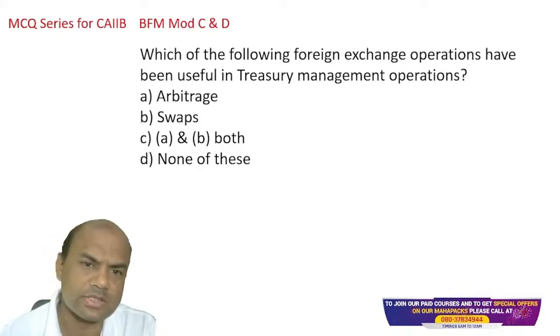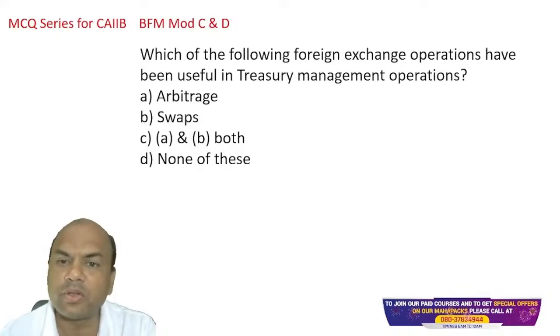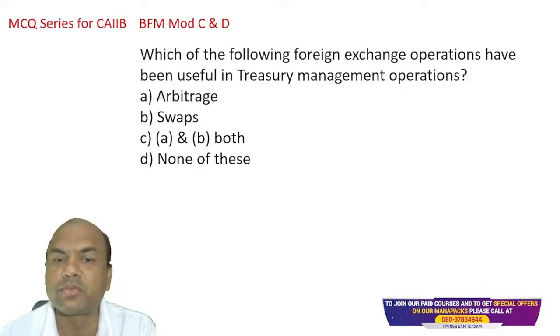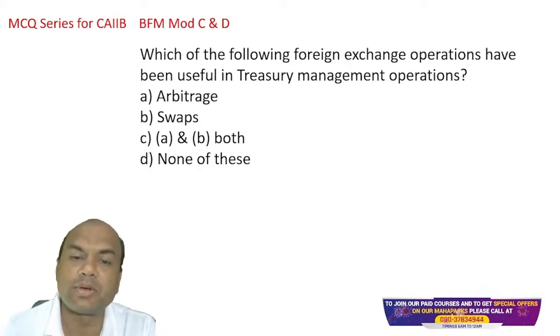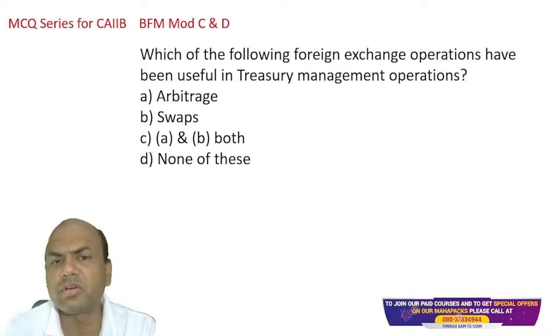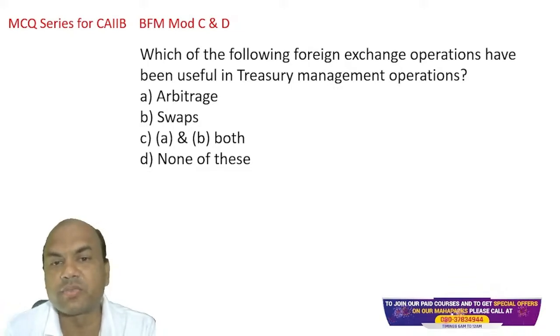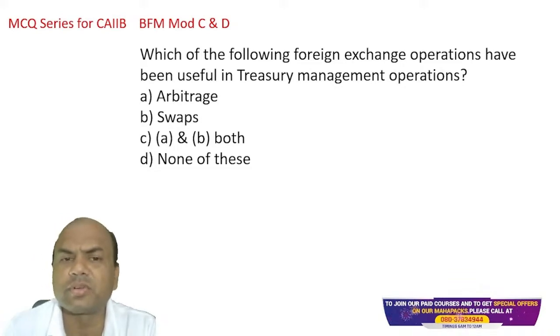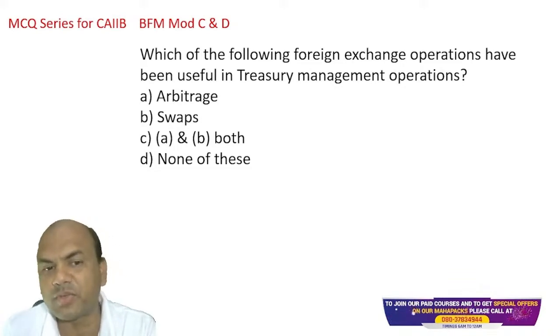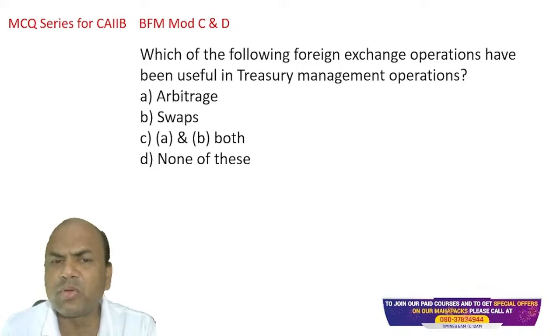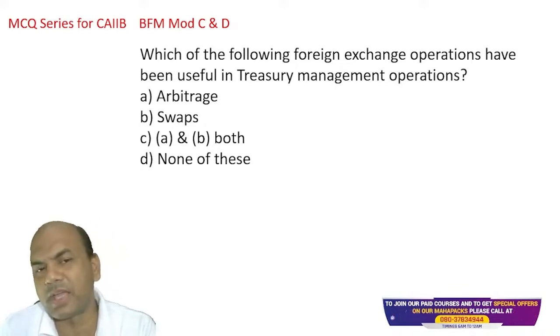Only objective questions. Which of the following foreign exchange operations have been useful in treasury management operations? Treasury management is arbitrage and swaps. Now, you can definitely answer this. Looking at this at the CAIIB level, you can definitely answer me.